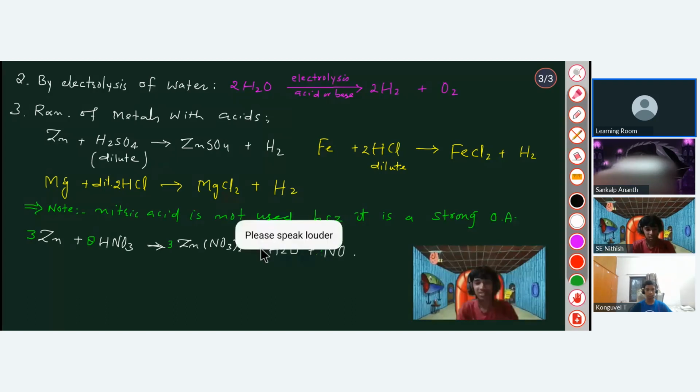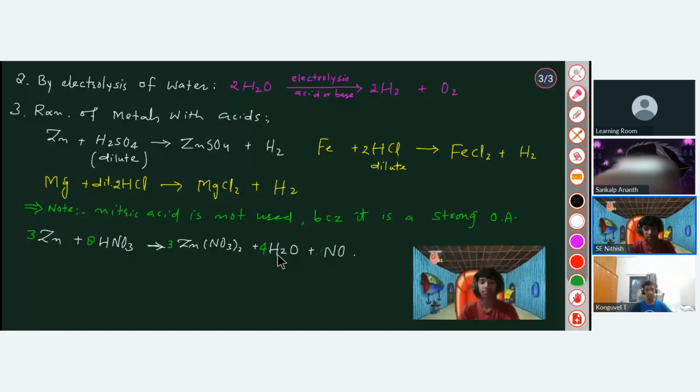So have you checked it? Yes, sir. Zn is 3, and hydrogen here is 8, here 4 into 2 is 8, that's balanced. And then for N, I'll take it individually: 2 into 2 is 4, plus 4 is 8. So N is also balanced. Yeah, exactly. It's balanced. Correct.